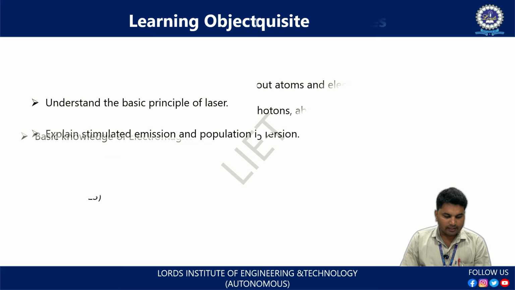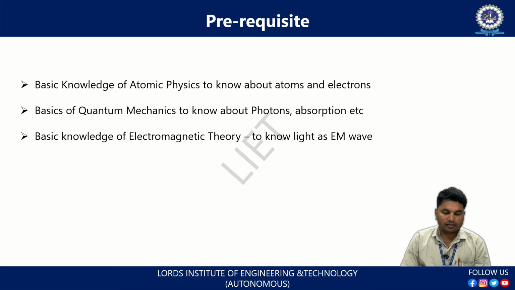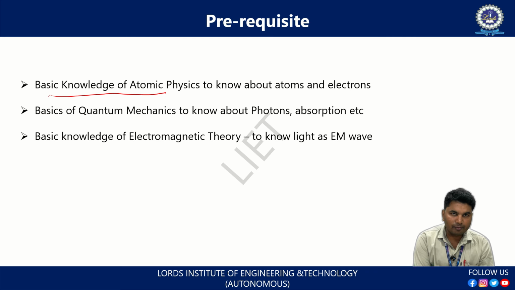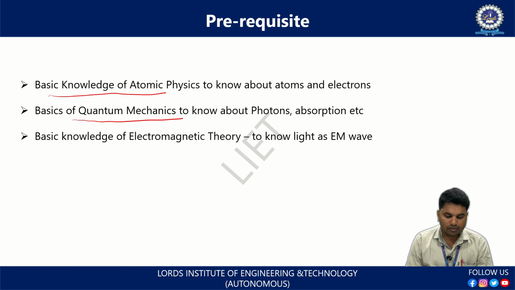Let's move ahead and see what all the prerequisites are for this chapter. So we need to know the basic knowledge of atomic physics to know about atoms and electrons. We need to have basic knowledge of quantum mechanics to know about photon absorption, etc. And we also need to know basic knowledge of electromagnetic theory to know light as working as an electromagnetic wave.